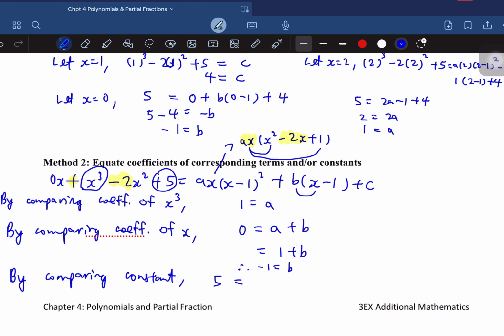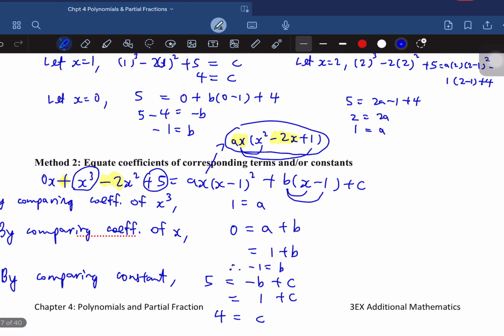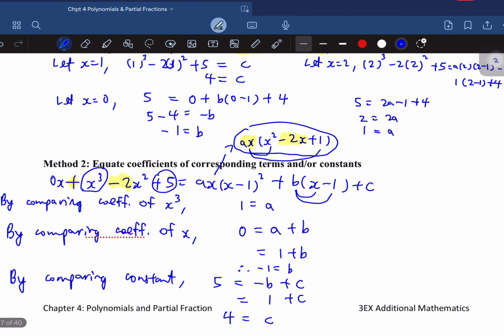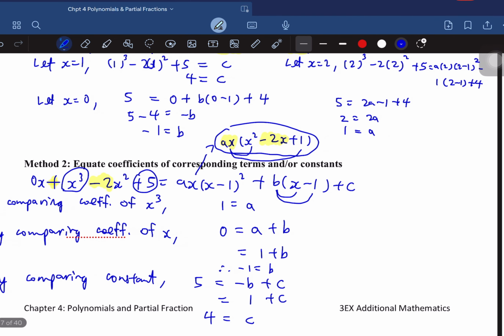Then my right hand side, for this expansion, there's no constant there. So we don't need to bother. But for the second set, b times -1, I have minus b, and plus c. So with that, my b is -1, so negative times -1, I have 1, plus c, so my c equals to 4. So this is how we do by purely comparing.